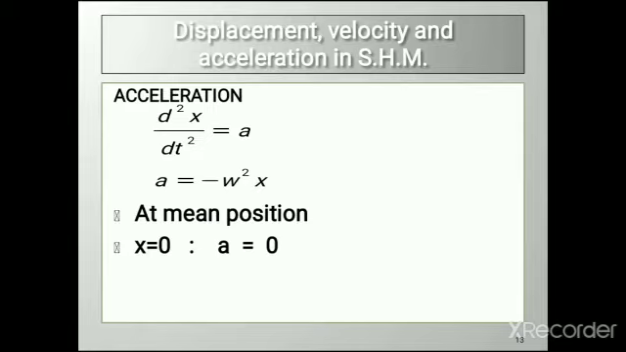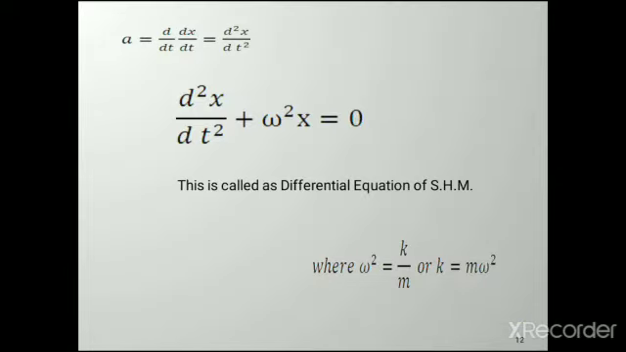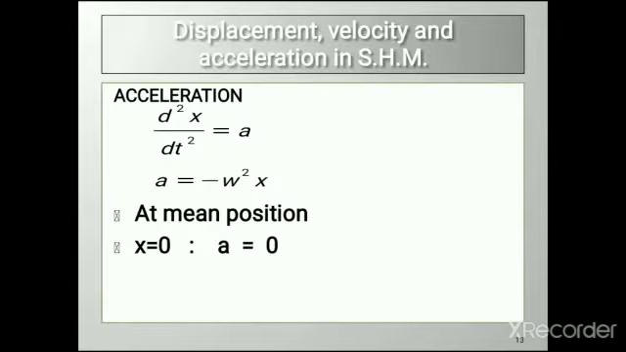Let us study displacement, velocity, acceleration in SHM. From the linear equation of SHM, that is d2x by dt square plus omega square x is equal to 0, we get a as d2x by dt square. a is equal to minus omega square x. At mean position, displacement is 0, hence acceleration is 0.